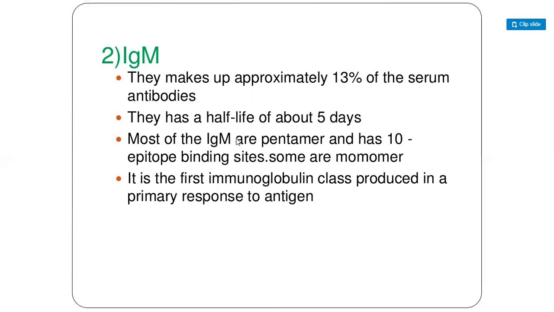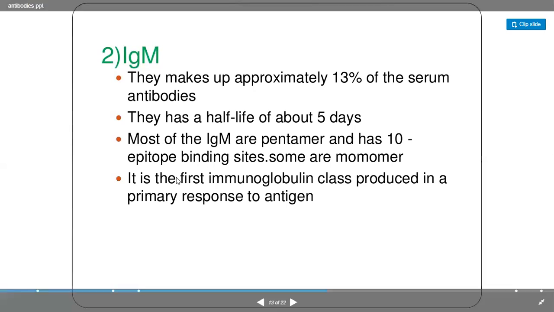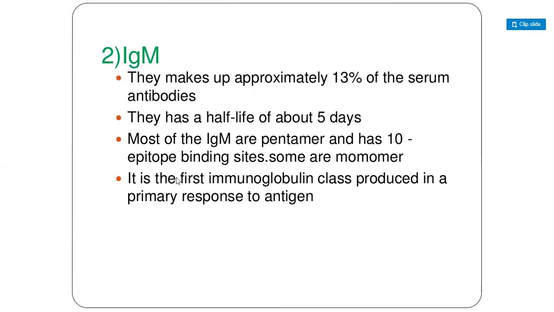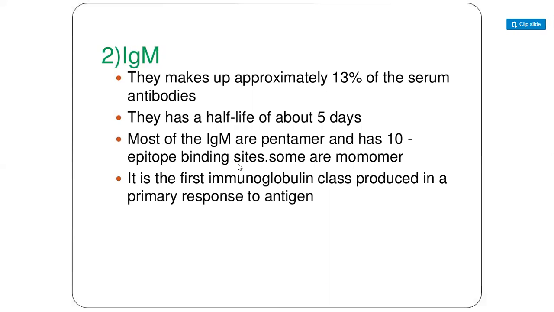The monomers of IgM are bound to each other by the J chain. It is the first immunoglobulin class produced in a primary response to an antigen. So when an antigen comes into the body, the first immunoglobulin that gives the response is IgM.